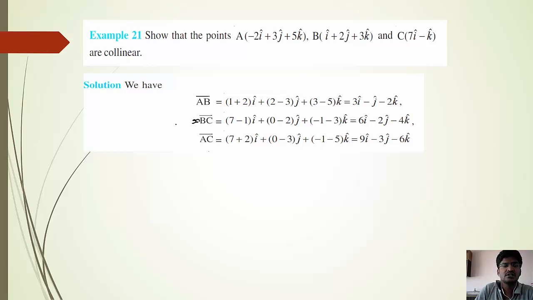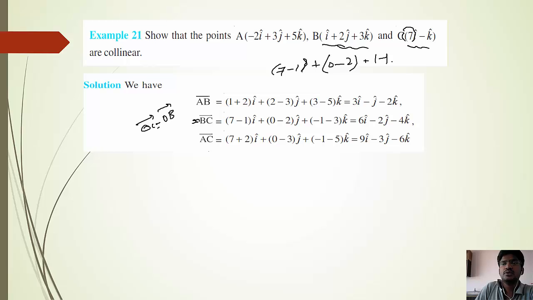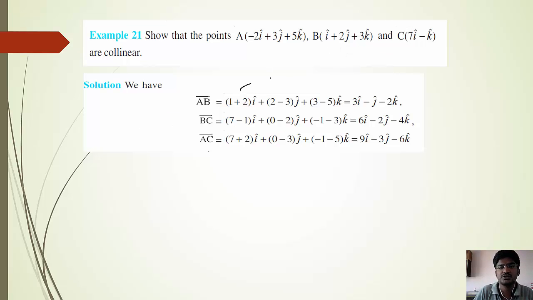Here BC means this is nothing but vector OC minus vector OB. So OC is 7i cap minus k cap. OB is i cap plus 2j cap plus 3k cap. Here you have 7. So 7 you have to subtract, here you have 1. So you will have 7 minus 1. Here you don't have j cap, that will be 0 minus 2. Here you have minus 1. Here you have plus 3. Minus into plus will be minus. Minus 1 minus 3. See here. 7 minus 1, 0 minus 2, minus 1, minus 3. So further you simplify those things. You will have 6, minus 2, minus 4. So further you simplify the third one, you will get.